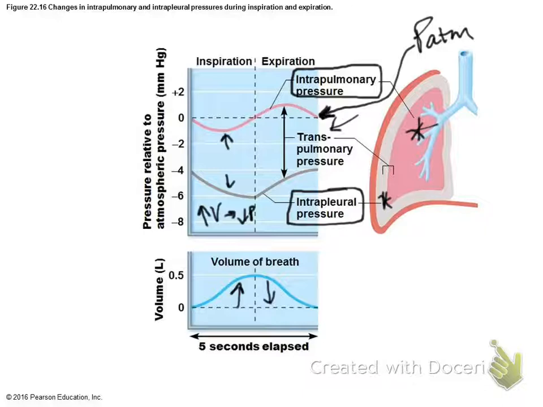The tricky part is that, well, notice those two lines are not exactly in parallel. Intrapleural pressure is going down the whole time, but not intrapulmonary. Intrapulmonary only drops through about half of the inhale, and then it starts to go back up. Anybody know why? It reaches equilibrium. But why? Why is it going back up?